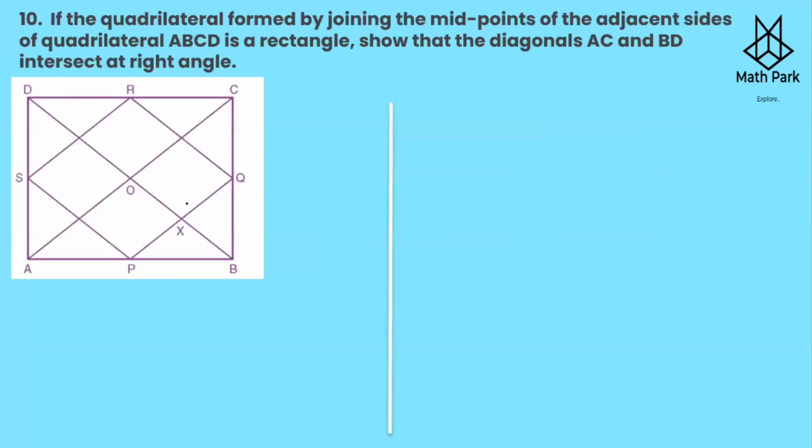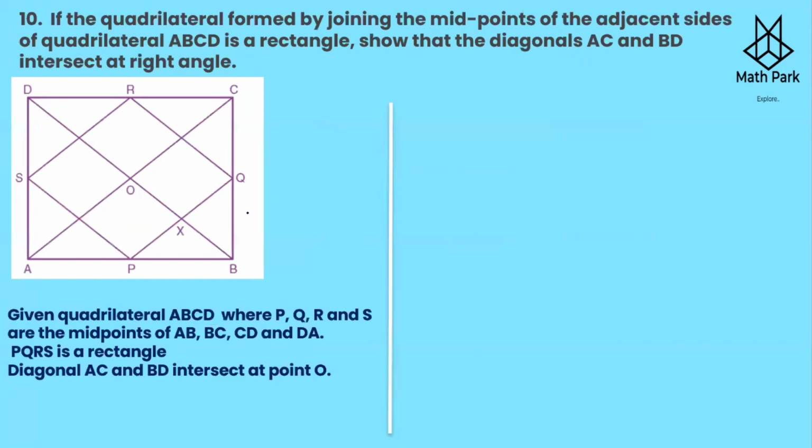The last question of this exercise: if the quadrilateral formed by joining the midpoints of the adjacent sides of a quadrilateral ABCD is a rectangle, show that the diagonals AC and BD of the bigger quadrilateral intersect at right angle. So what is given to you? You are given quadrilateral ABCD where P is the midpoint of AB, Q is the midpoint of BC, R is the midpoint of DC and S is the midpoint of AD, and the quadrilateral formed, that is PQRS, is a rectangle. We need to prove that the diagonals intersect at right angle. So they're intersecting at O. So we need to prove that AC and BD intersect at right angle. This angle we have to prove a right angle.